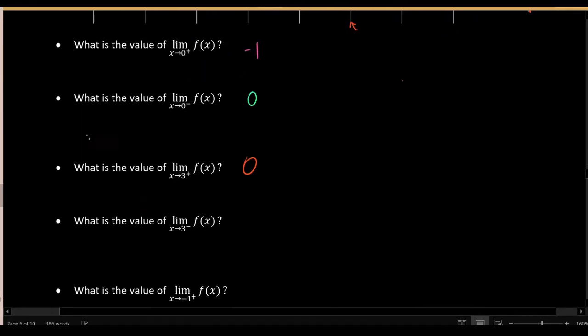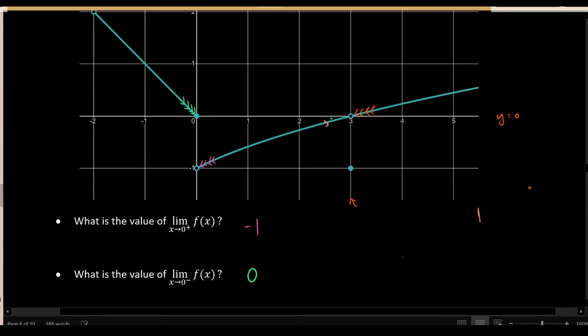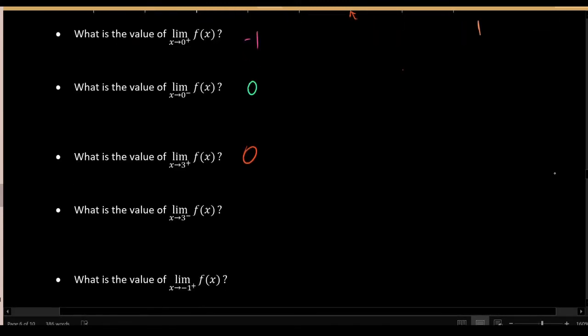What about from the left? From the left side of 3, follow that graph up toward 3, and those chevrons are still pointing me toward a height where y is equal to 0. That's the value of the limit.